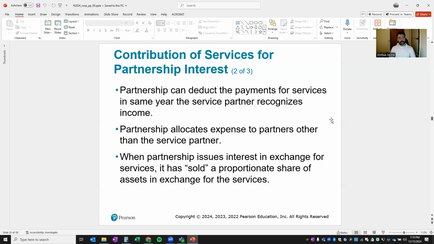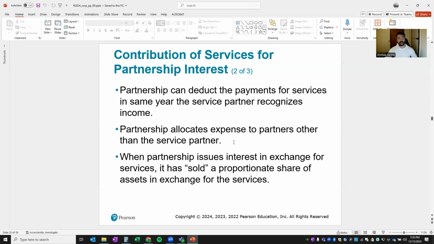Anyways, moving on. Partnership can deduct the payments for services in the same year the service partner recognizes income. That's the matching principle. Partnership allocates the expense to partners other than the service partner. When a partnership issues an interest in exchange for services, it has sold a proportionate share of assets in exchange for the services. Right? If we've got two partners and they each own 50% of the assets, and we're admitting a third partner, I have to recognize that my basis in that asset goes down, right? I had a 50% share of it, essentially. We're admitting a new partner, so they have to recognize some share of that asset.